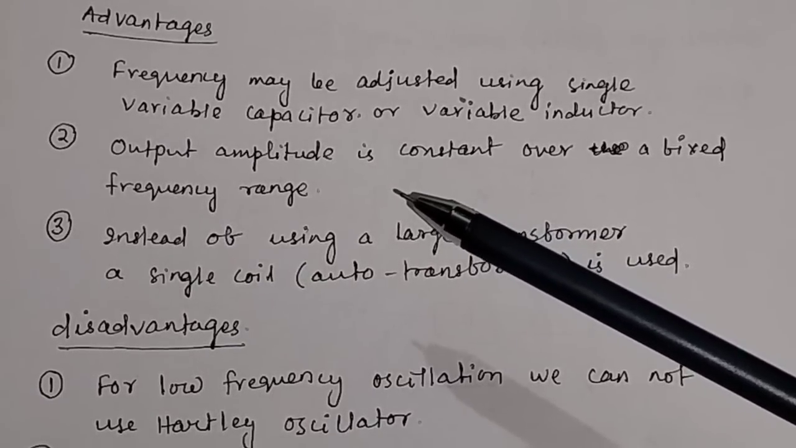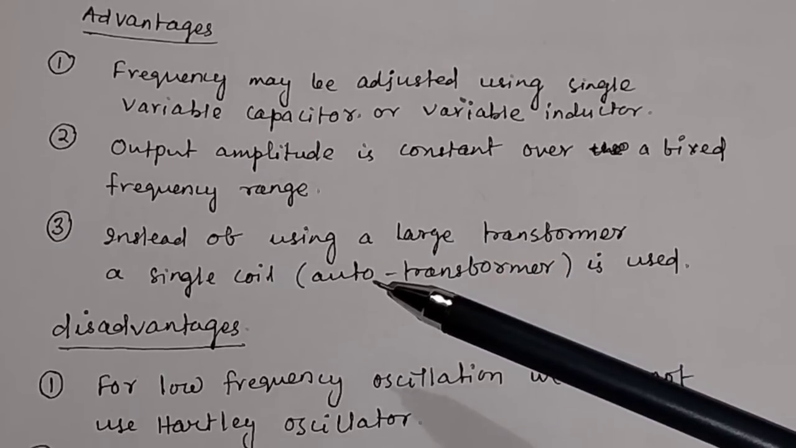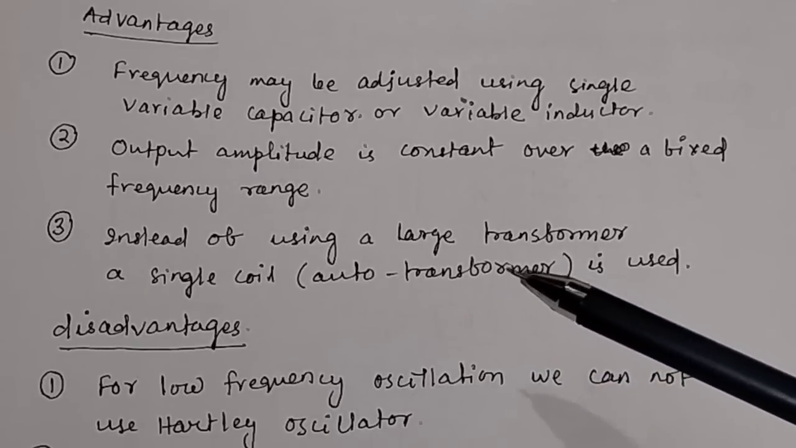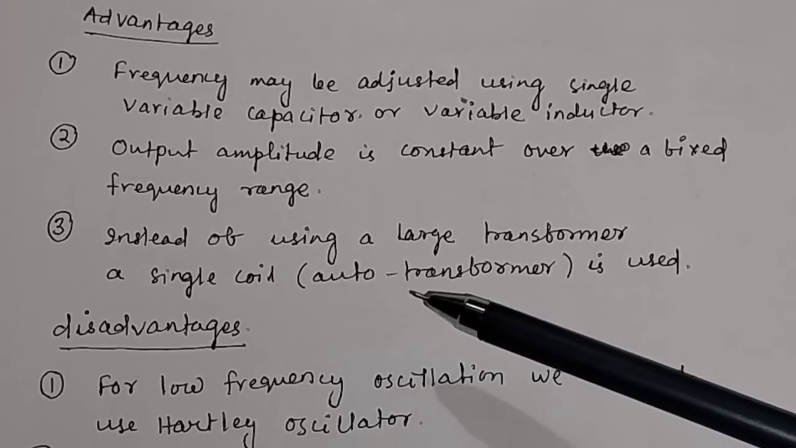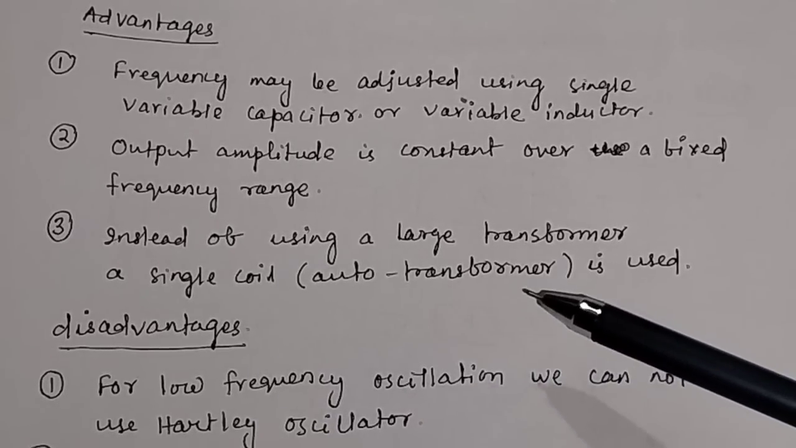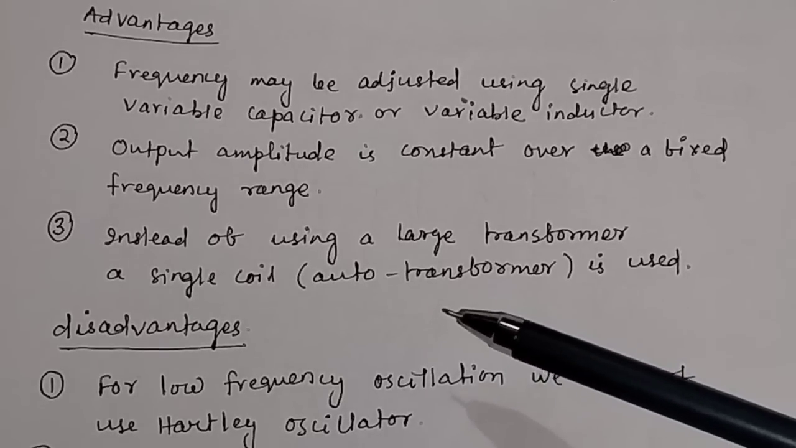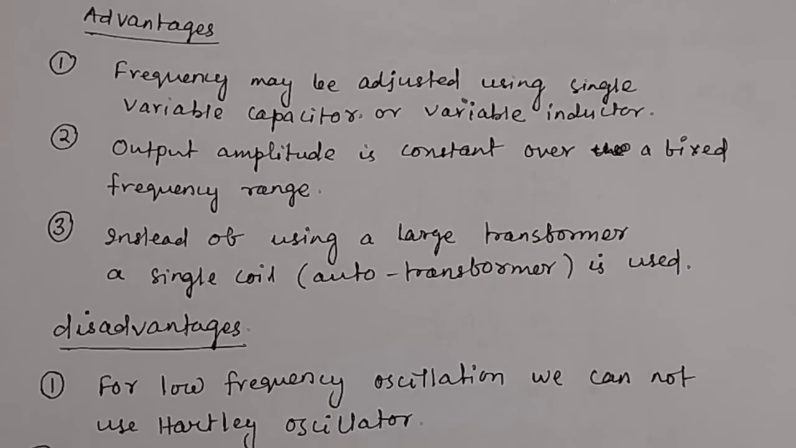The third useful thing in the Hartley oscillator is, instead of using a large transformer, you use a single coil. Sometimes we call this single coil an auto transformer. So an auto transformer, or a single coil, is used in the Hartley oscillator, whose size is small in comparison to a large transformer.